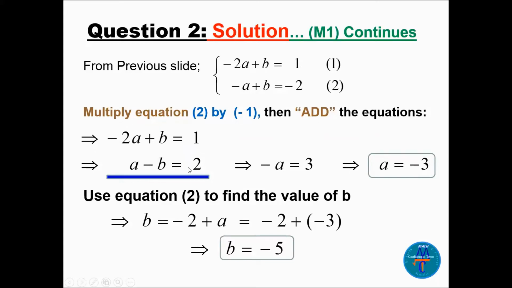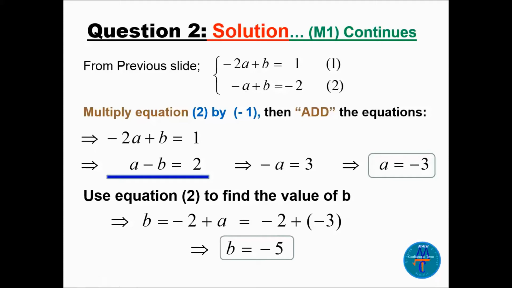Okay, let's add the equations now. So b will be cancelled, because plus b minus b will be 0. Minus 2a, you add a, so it's minus a. 1 and 2, if you add, you get 3. Multiply by minus 1 on both sides. So a will be minus 3. Now how to find b? Easy, the same way. Take any equation, 1 or 2. Let's take the easy one. b equals minus 2, take a on the other side, becomes plus a. So replace minus 3 there. Minus 2 minus 3, b will be minus 5. That's method number 1.